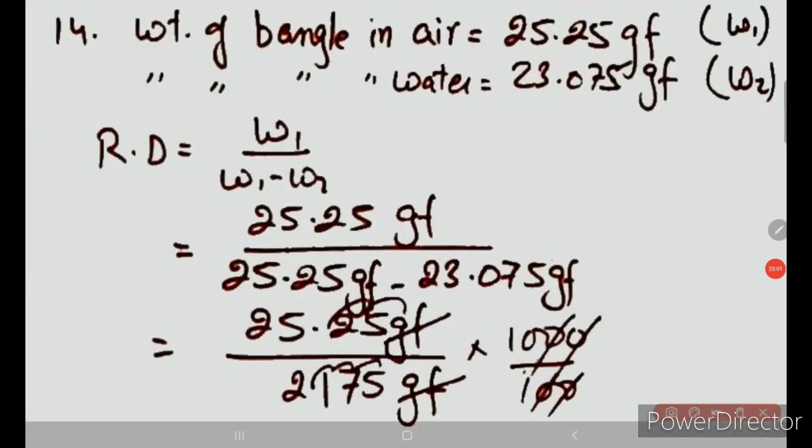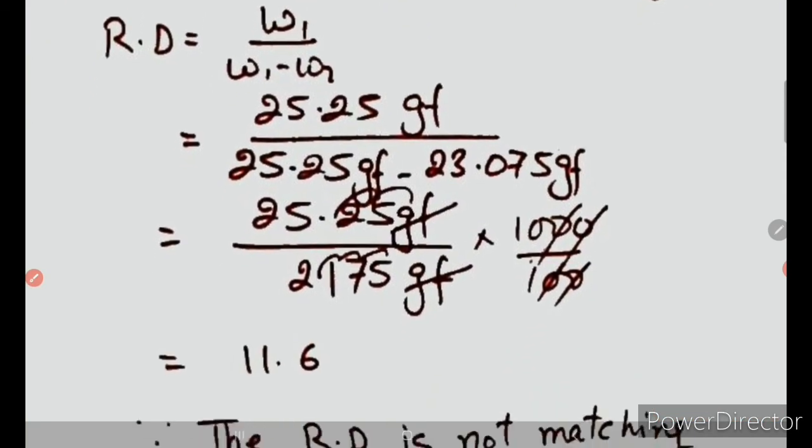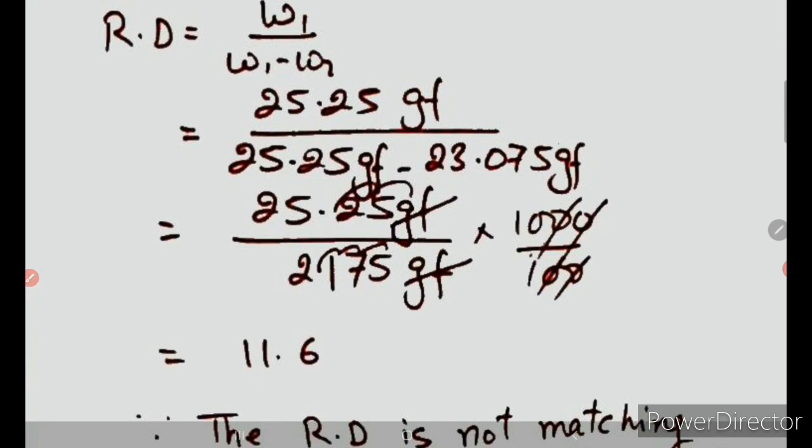So question number 14, solution. Weight of the bangle in air is 25.25 gram force, which is W1. Weight of the bangle in water is 23.075 gram force, that is W2. So the formula of relative density is this, and after putting the values and solving it, we are getting 11.6.